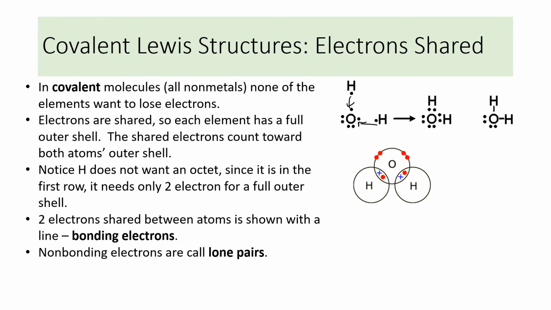2 is a full shell for hydrogen because it's in that first row, and that only has 2 electrons in the first energy level. And so those 2 shared electrons, instead of drawing it as 2 dots, we usually draw it as a line, and that line represents a bonding electron. It's a pair of electrons, 2 electrons, that bond the 2 atoms together.